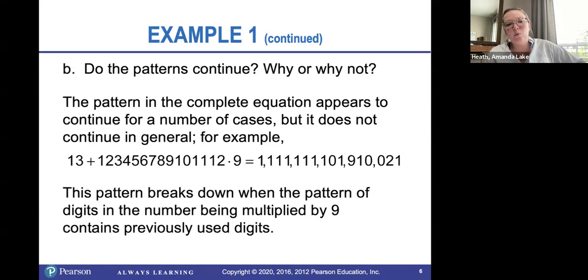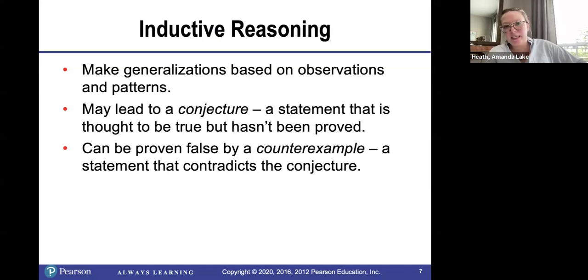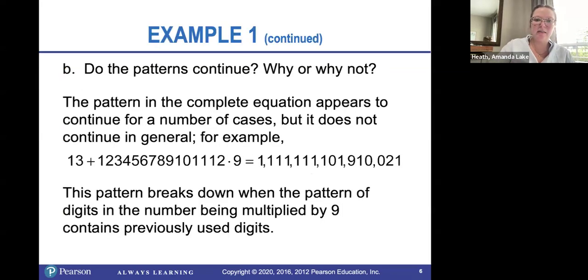The pattern's going to break when the pattern of digits being multiplied by 9, so this number here, starts to have repeated digits. So when we get this 1 here, the pattern's going to stop happening for us. So inductive reasoning is something that we do when we make generalizations based on observations and patterns. So these are things that lead us to conjectures or guesses, statements that we might think are true, but we haven't proved. And we can prove statements or conjectures false by using a counterexample like we just did with this 13 example.